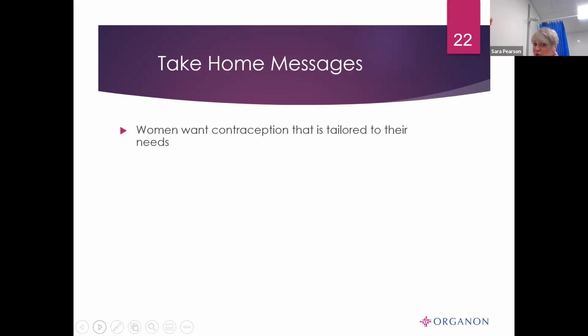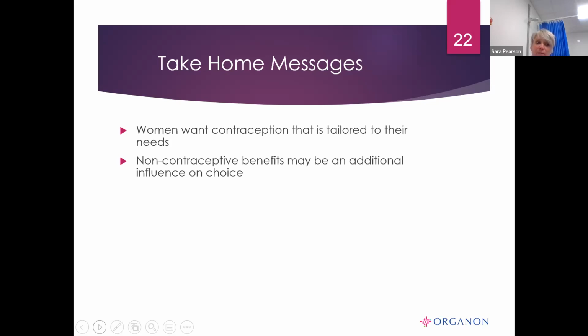Take-home messages: women need contraception that is tailored to their needs. Non-contraceptive benefits as well, so if they've got skin problems and are on a combined pill, making sure it's the right pill for them. There's lots of information available on some of the websites around the best methods. If somebody wants a pill but gets bloating or skin changes, there's a really useful tool, and I can send that to anybody. It prompts us to tweak what they're on and maybe offer an alternative that might benefit their skin or mood changes, things like that.